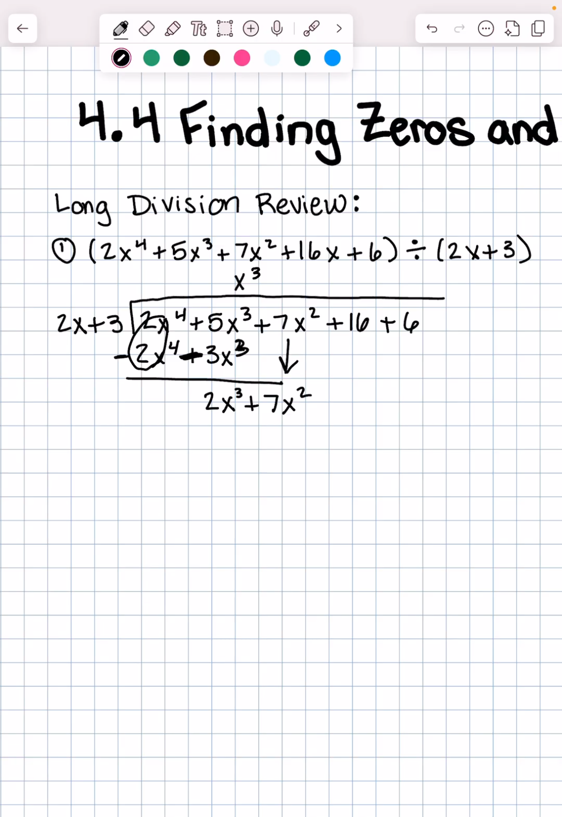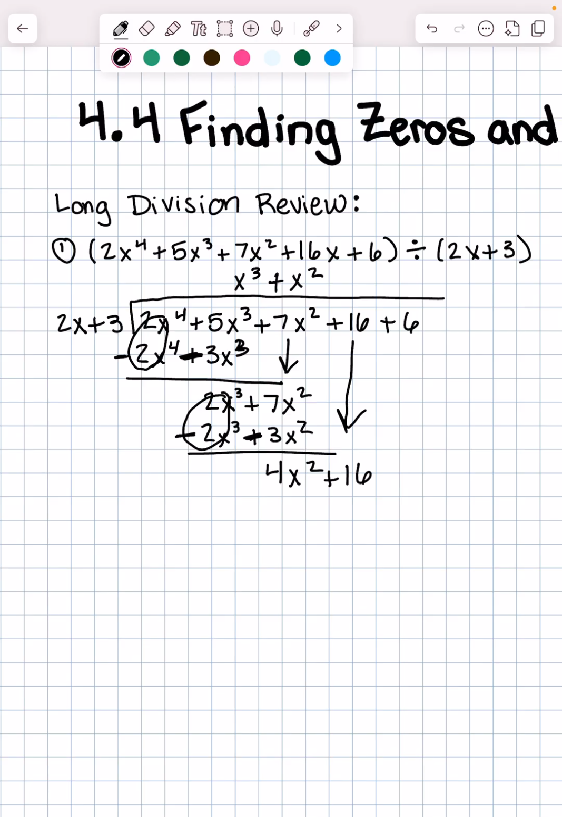Okay, and then we're doing the same process again. What can I multiply by 2x to get 2x cubed? Well, that would be x squared, positive x squared. Okay, and then we're multiplying. So x squared times 2x would be 2x cubed, and then x squared times 3 is plus 3x squared. And then again, we're subtracting this. So this becomes negative, this becomes negative. That's 0. 7x squared minus 3x squared is 4x squared. And then we drop down this 16x.